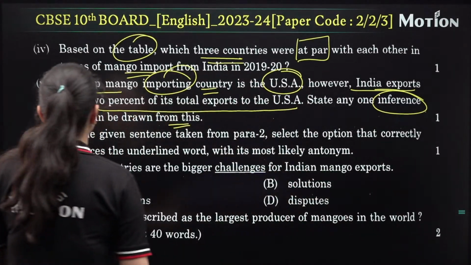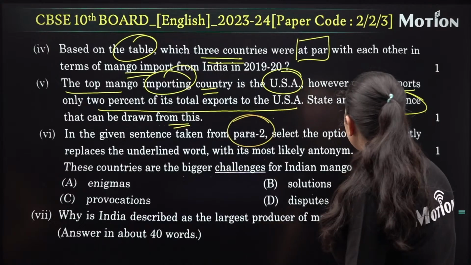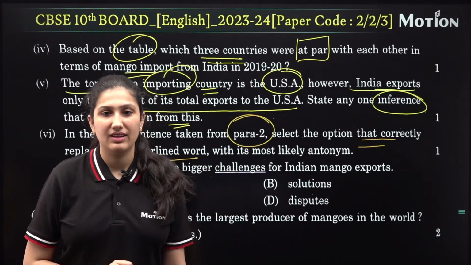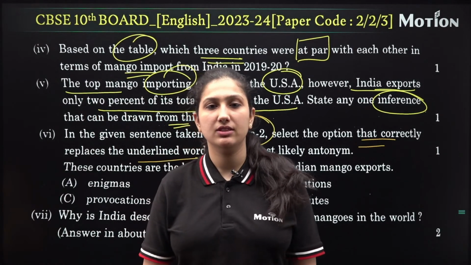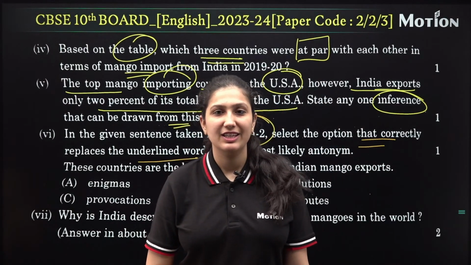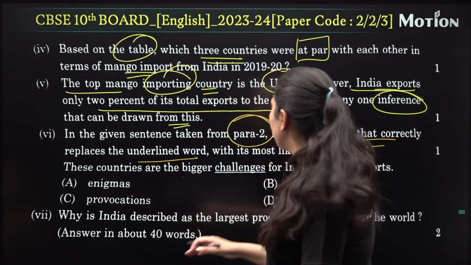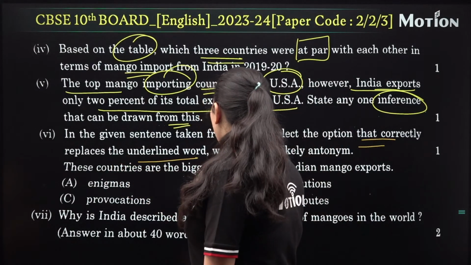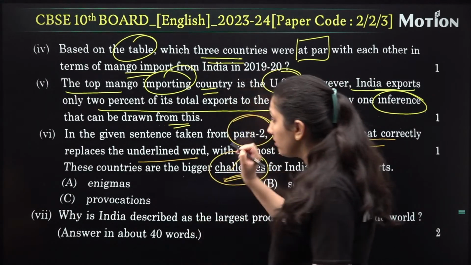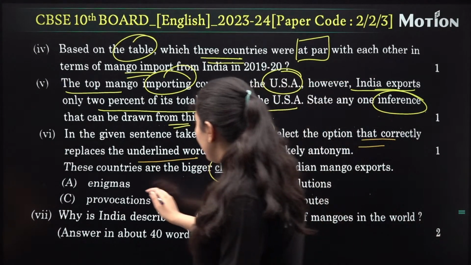Next, coming to the next question. In the given sentence taken from para 2, select the option that correctly replaces the underlined word. What have you marked in this? Yes, who will tell me the answer of this question? What you have marked? Shivansh, Anil, Bhakti, Sweet Girl, Arjun, alright? I know you all are in my class. So, these countries are the bigger challenges for Indian mango exports. Challenges word को आपको, in exchange of this word, you have to choose any word from these 4 options.